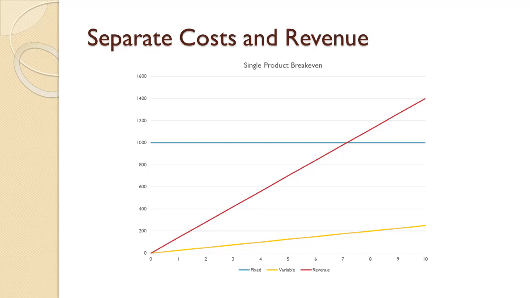In this example, fixed costs are $1,000 and are shown as the blue line on the chart. Since the costs are fixed, they do not change with production volume. Variable costs are $25 per unit and are shown as the orange line on the chart. Since these are per unit cost, as the number of units goes up, the variable costs go up as well. Revenue is $140 per unit and is shown as a gray line on the chart. Revenue is also per unit, so as the number of units goes up, the revenue goes up as well.